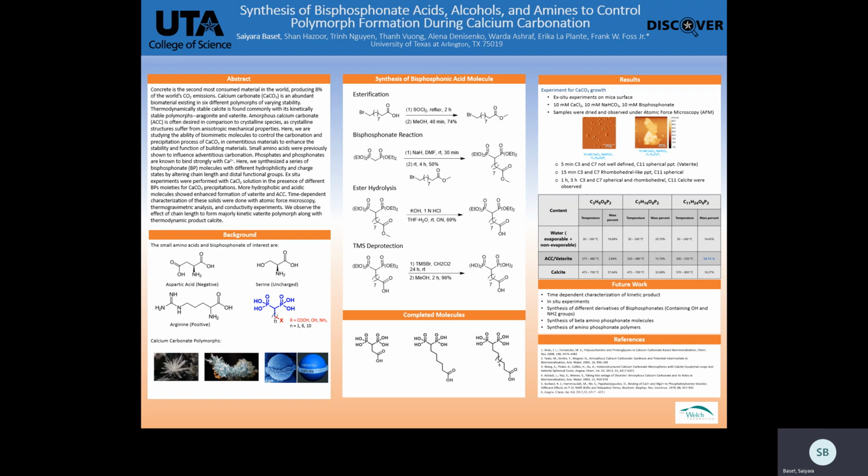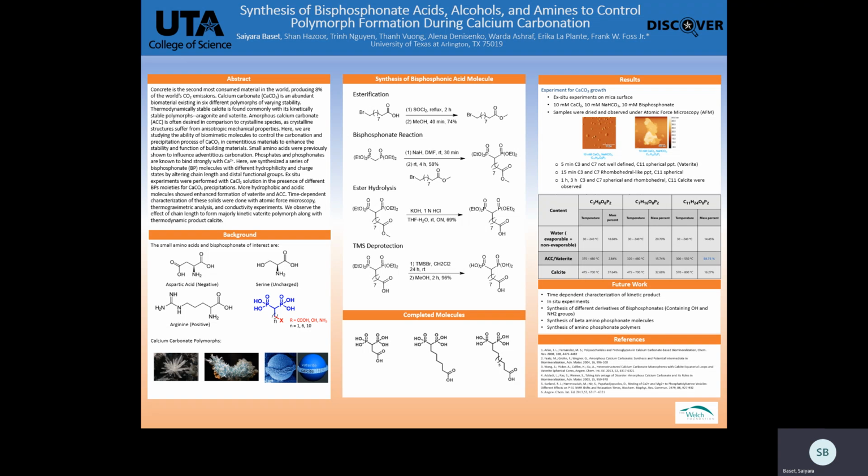There are a few different small amino acids which were shown to influence this carbonation process, and phosphates and phosphonates are of interest due to their ability to strongly bind to calcium. For these reasons, we synthesized a series of bisphosphonate molecules of different charges and hydrophilicities, and we did this by altering chain length and the distal functional groups, like carboxylic acid, OH, and NH2. If you look at the left side of the poster in the background, you can see a few of the small amino acids and the molecules that we're trying to synthesize of different forms.